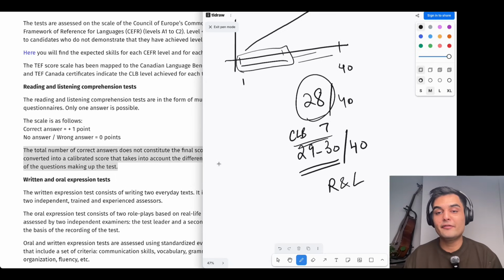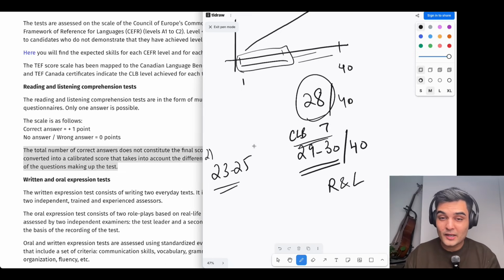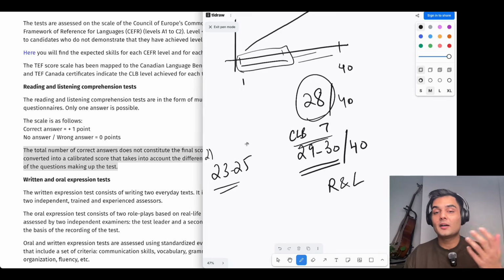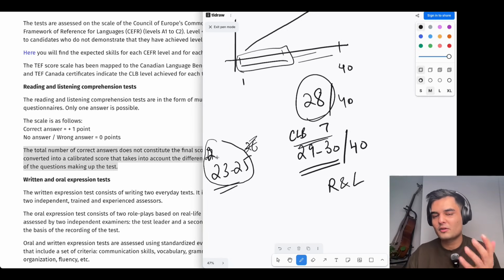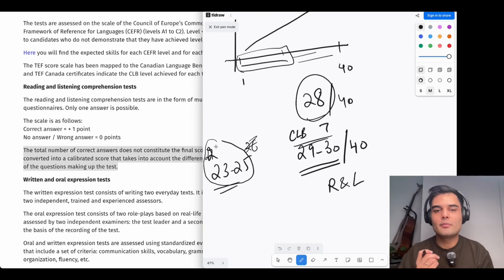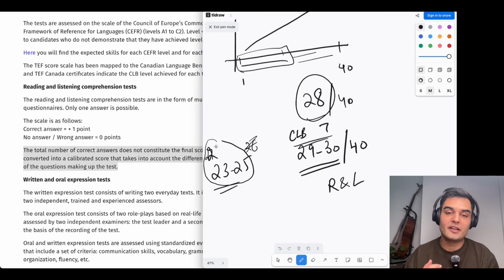And for CLB 5, this is generally around 23 to 25. Again, we cannot really give a range. It can be 21 as well. It can be the higher end of 25, 26. Again, 26 falls under CLB 6 overall, so that's not really the case, but anywhere between 22 to 25, I would say, not even 21, 22 to 25, you'll be able to get around a CLB 5 score.